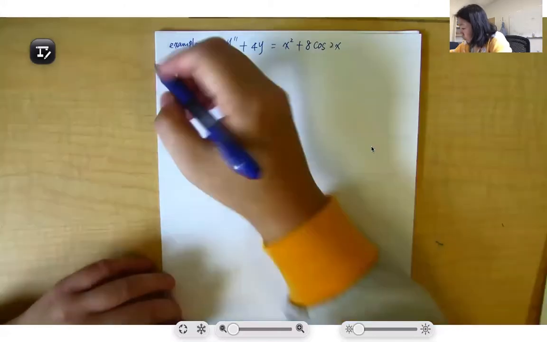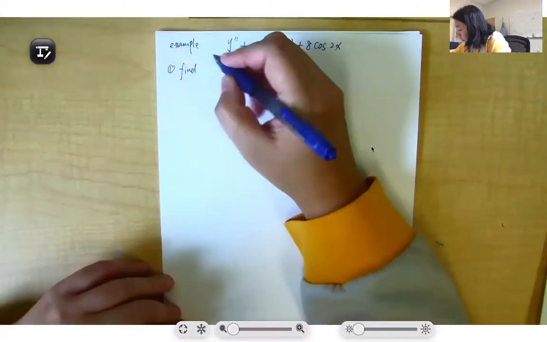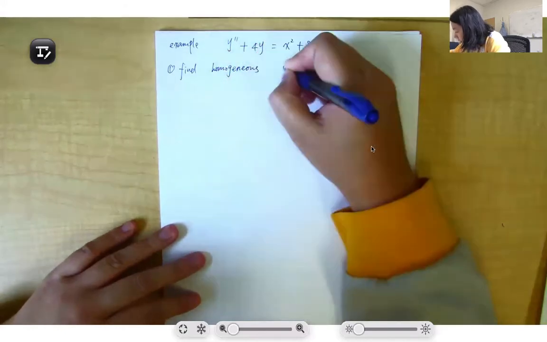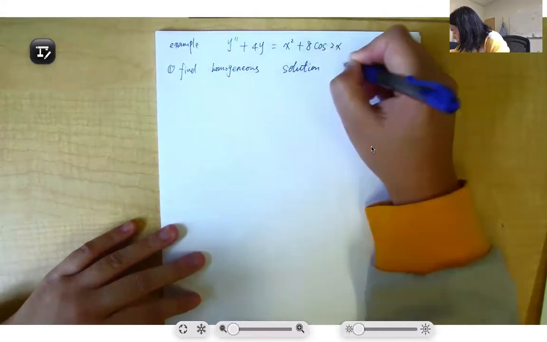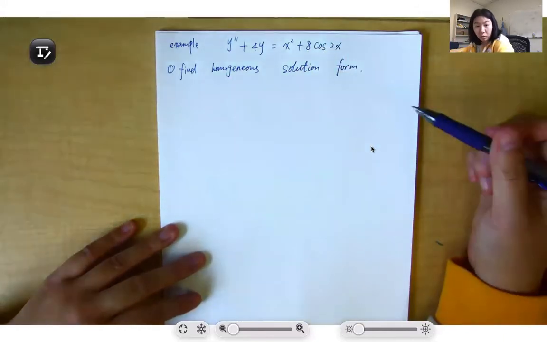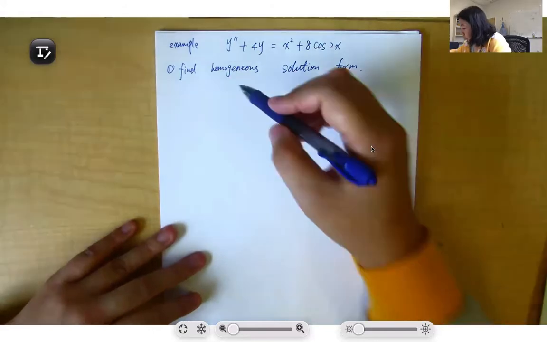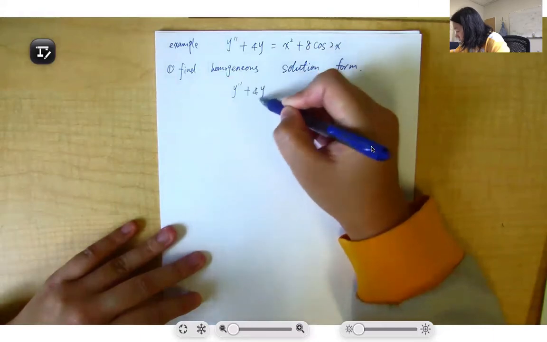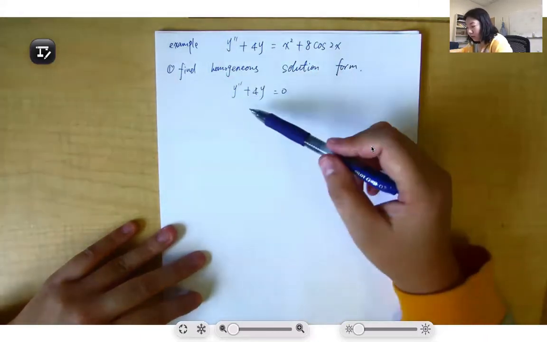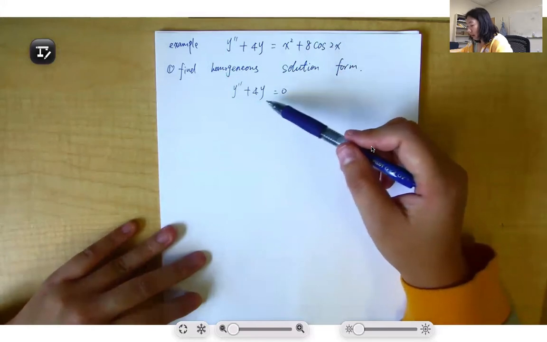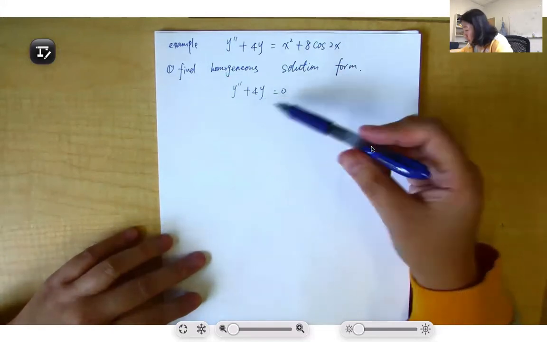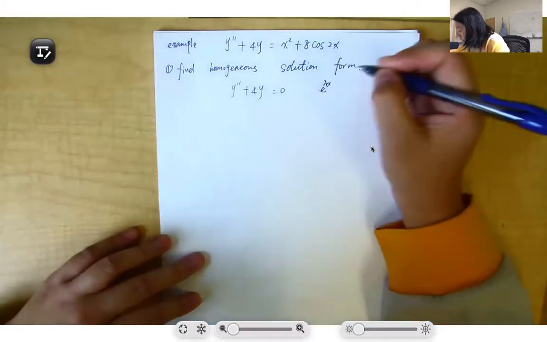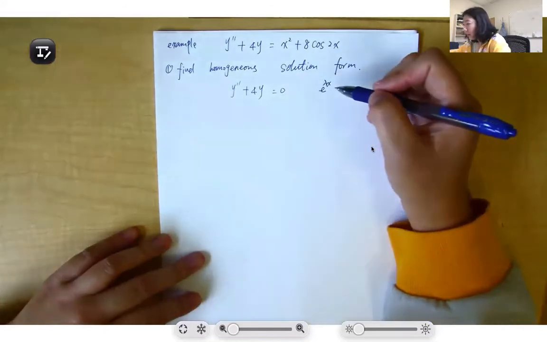So first, you need to find the homogeneous solution form. And in order to find the homogeneous solution form, you need to consider only the homogeneous part of this equation, which is y double prime plus 4y equals 0. So it becomes a homogeneous ODE with linear constant coefficient, and you know that the solution form should be e to the x, right? So you can assume the solution form will be e to the lambda x.